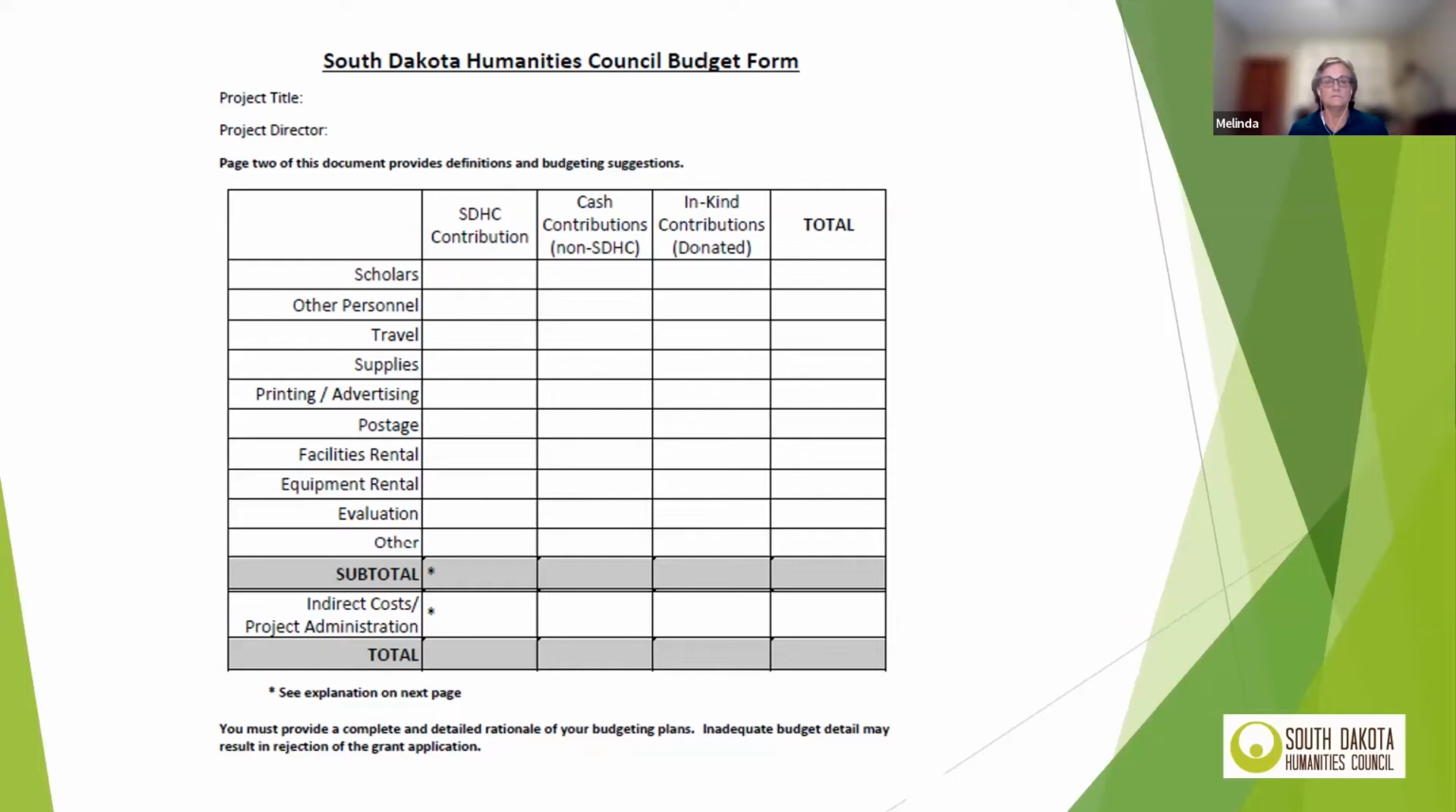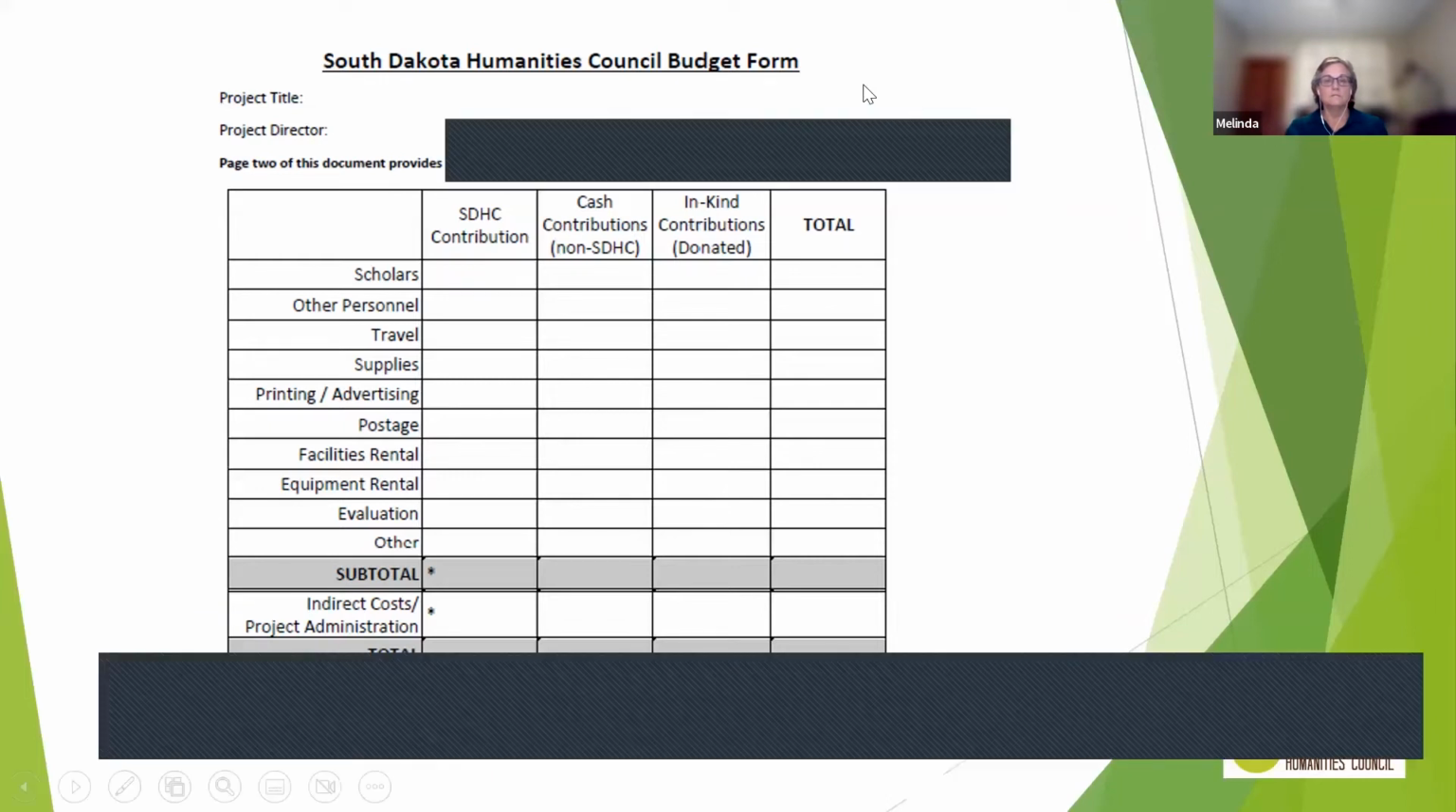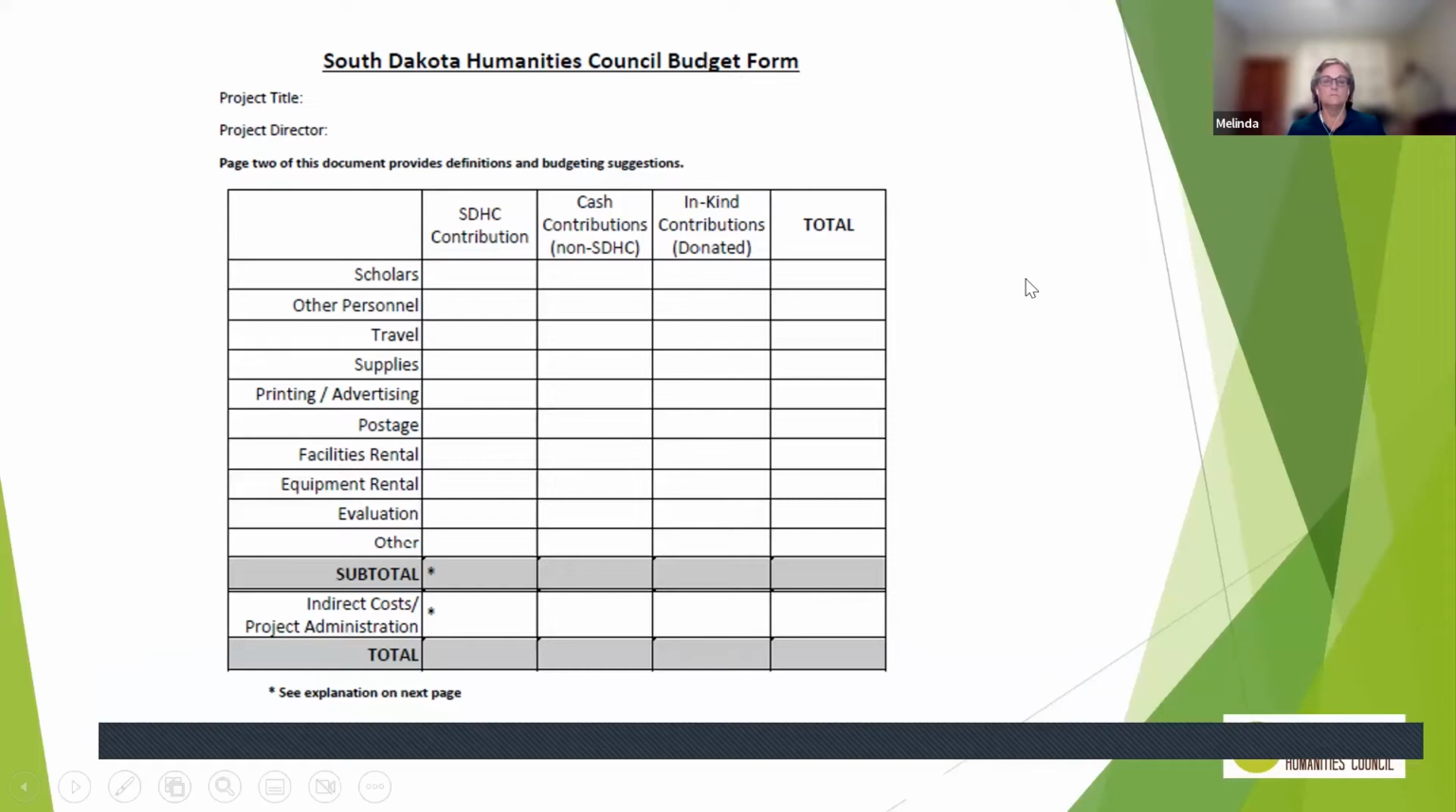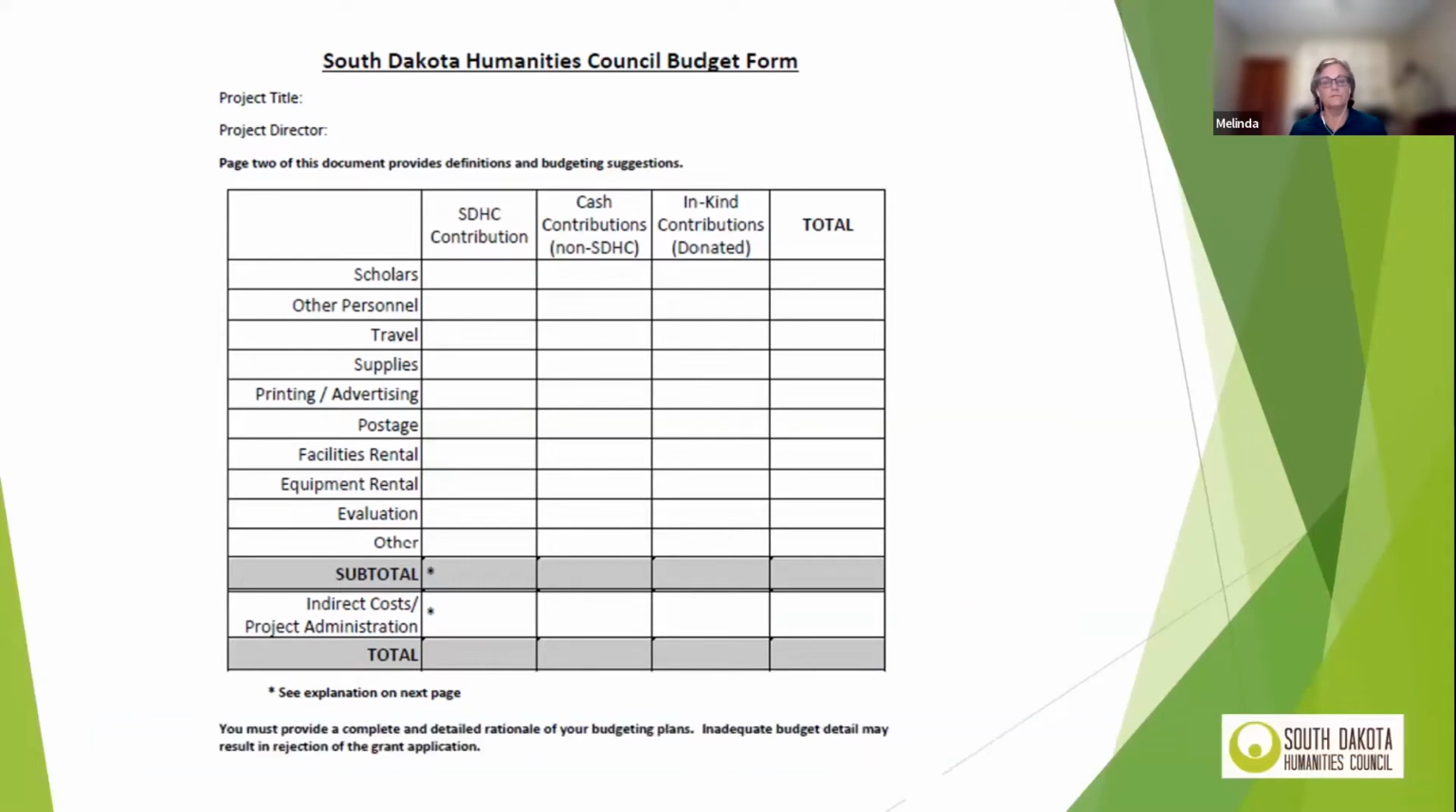In-kind contribution refers to the dollar value of donated services, such as donated scholar time and/or travel, volunteer labor, donated meeting space, equipment, or supplies. Anything that is an integral part of your project and that is contributed or discounted for the project.